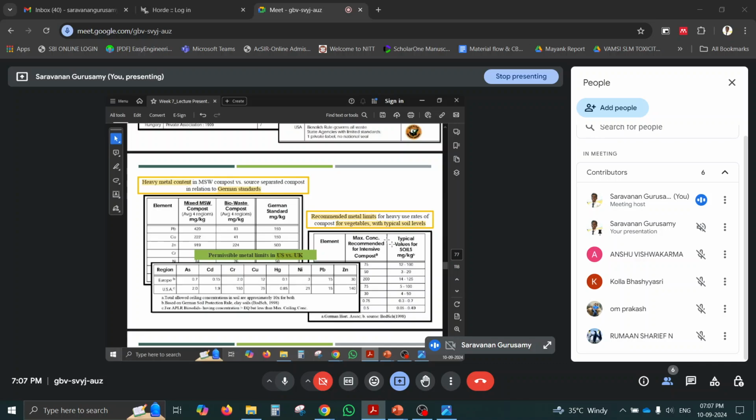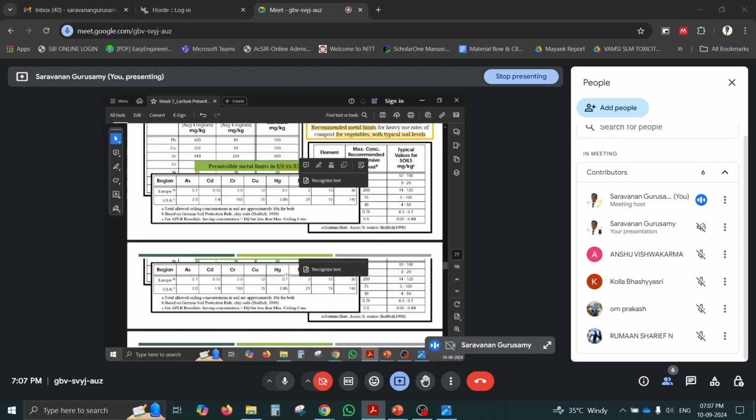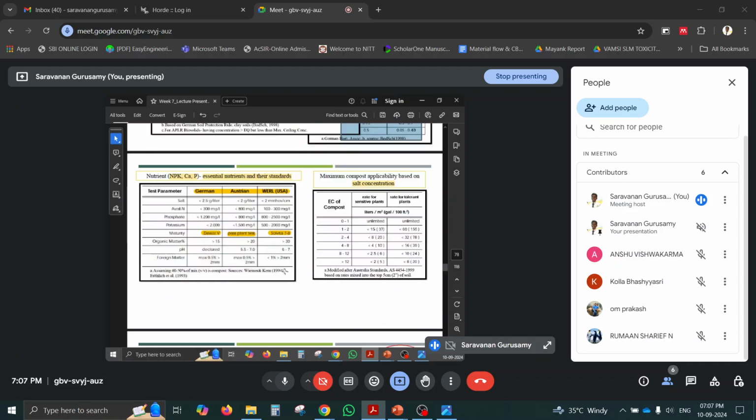And you can see for typical soil also they have some recommended metal levels. But in India we have a separate standard. You can see this is the nutrient standard like NPK, calcium, and phosphorus standard based on Germany, Austria, and USA. Those are the standards. So for maturity tests I have mentioned the DWAR, pass plant test, and Solvita test.